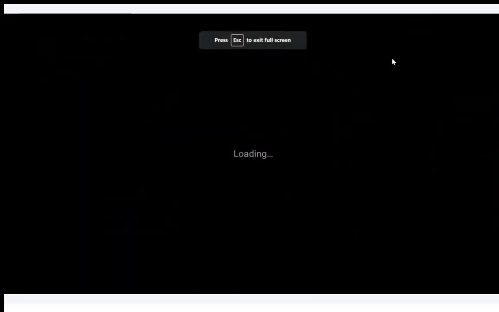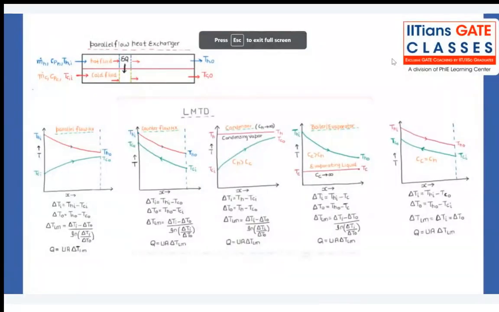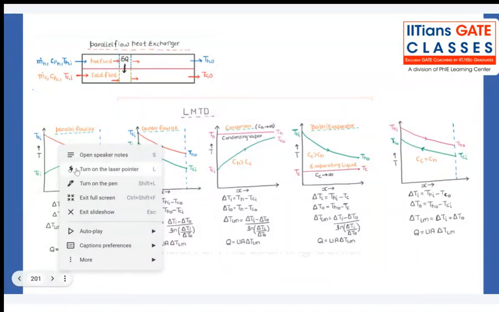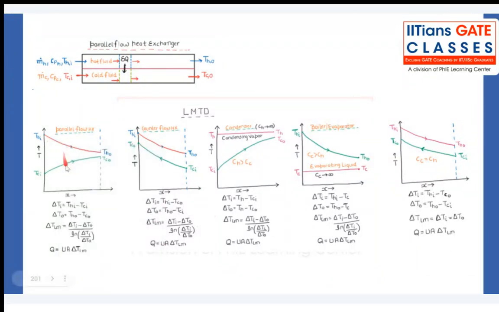So now look at it. If you calculate the temperature difference at any section, it is continuously varying along the heat exchanger. At the inlet, it is THI minus TCI. At the outlet, it is TH naught minus TC naught. This temperature difference between the hot and the cold fluid is no longer constant. Along the cross section, it keeps varying.